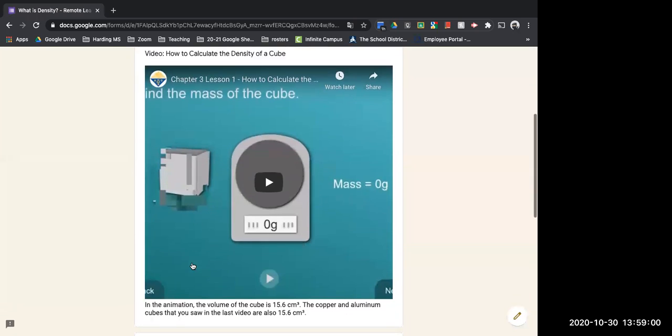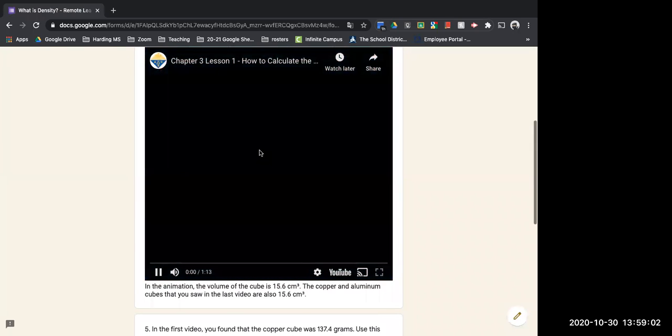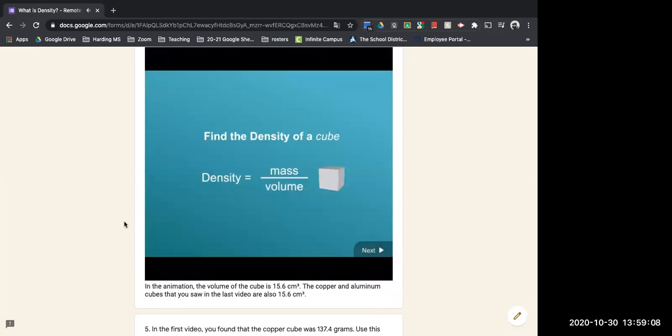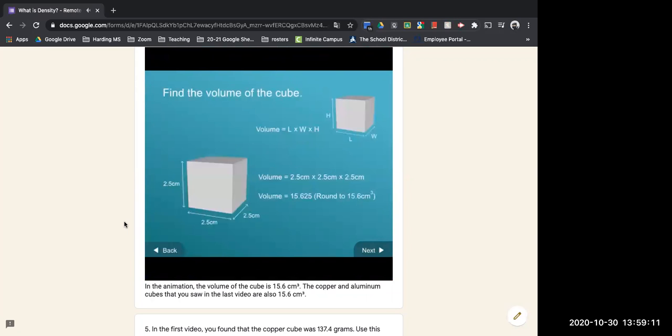How can you calculate the density of a cube? Together, we'll find the density of a cube. Density is defined as mass divided by volume. So we'll need to know the volume of the cube. Volume is length times width times height. For a cube, length, width, and height are all the same value. The cubes we're using are 2.5 centimeters on each side. So the volume is 2.5 centimeters times 2.5 centimeters times 2.5 centimeters, or 15.6 cubic centimeters.